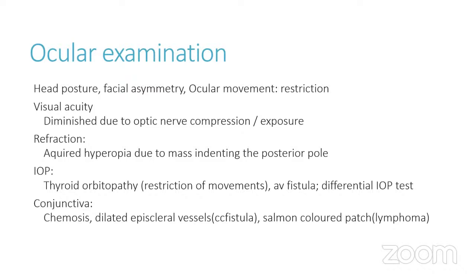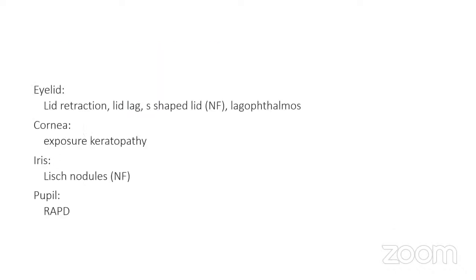Then the conjunctiva has to be checked for the presence of chemosis. There could be presence of dilated episcleral vessels, which could indicate a carotid cavernous fistula. Then presence of a salmon-colored patch could be suggestive of lymphoma. Then coming to the eyelid examination, presence of lid retraction and lid lag could be present. An S-shaped lid is usually suggestive of neurofibromatosis. Lagophthalmos should also be checked.